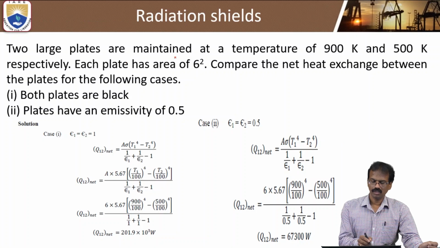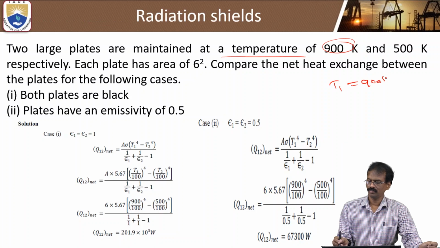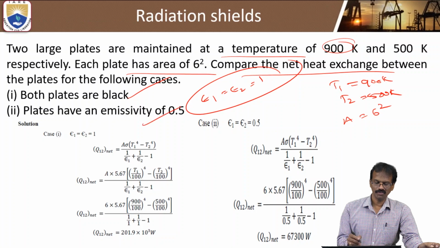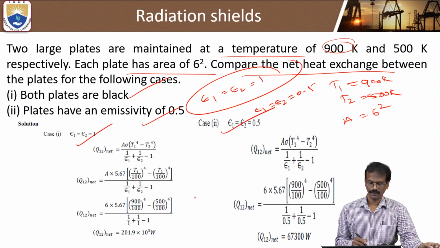Two large plates are maintained at a temperature. So T1 is 900 Kelvin, T2 is 500 Kelvin. Each plate has an area, also given as 6 square meters. Compare the net heat exchange between the plates. First, both the plates are black. Black means emissivities are the same: epsilon 1 and epsilon 2 are equal to 1. Then the plates have emissivity epsilon 1 and epsilon 2 equal to 0.5. This is the other condition.